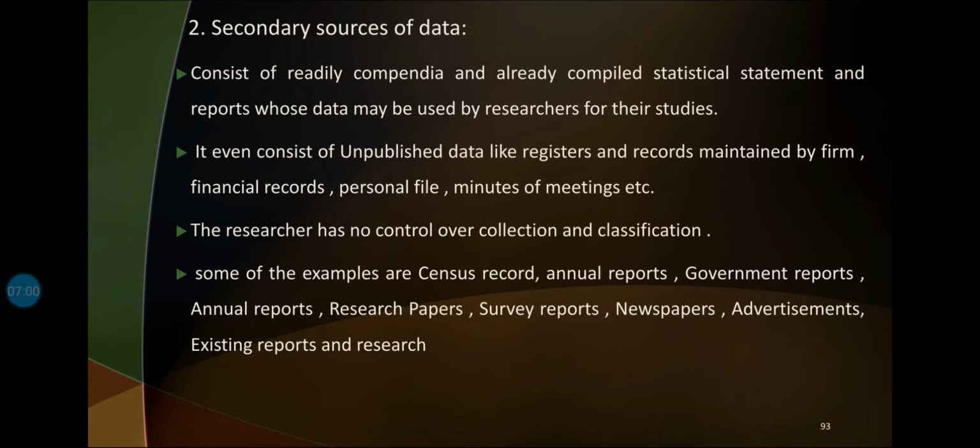etc. The researcher has no control over collection and classification since it is dependent upon the work done by others earlier. So the researcher has no control over what should be collected and what should not be collected, because the data the researcher is getting will not necessarily be in the same way as expected by the researcher. Some examples are census records, annual records, government reports, annual reports, research papers, survey reports, newspapers, advertisements, existing reports and research. These are some of the sources of secondary data.